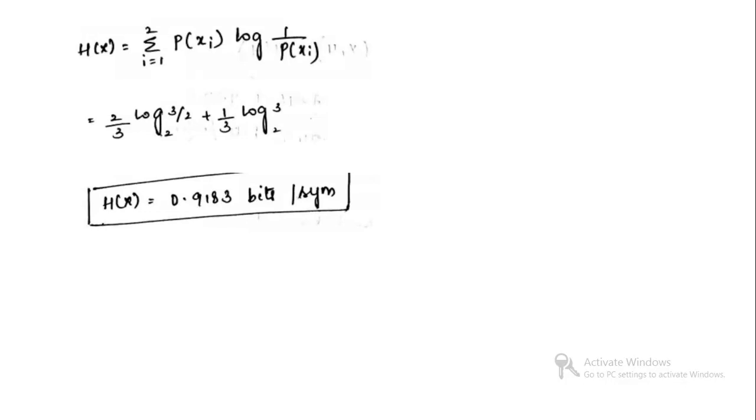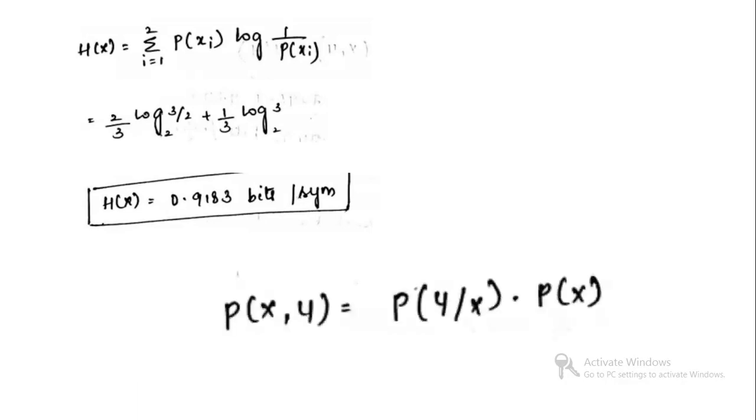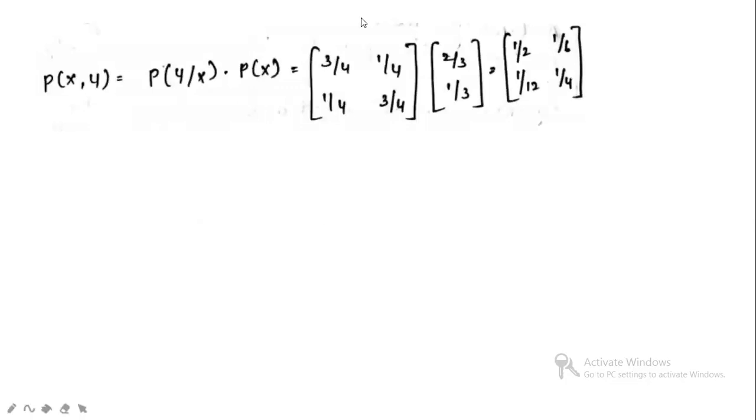Next, we have an equation for the relationship between the conditional probability, joint probability, and the input probability. Using that equation, P of x comma y, that is the joint probability, equals conditional probability into input probability values. In the question, we have been given a conditional probability matrix and we know the input probability matrix. So, substituting these two matrices, this is the conditional probability matrix given, and this is the input probability matrix.